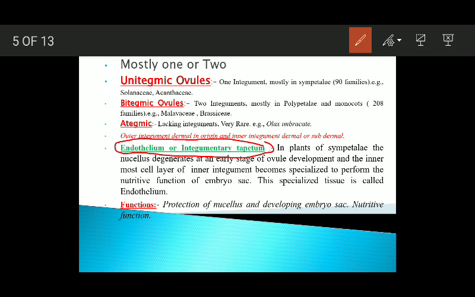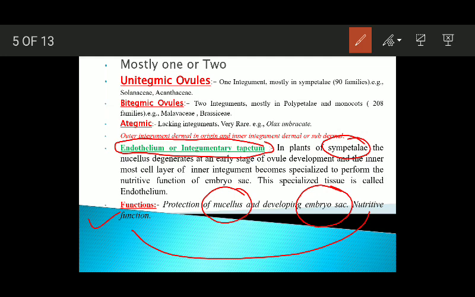This specialized structure performs the function of nutrition of the embryo sac. It gives nutrition to the developing female gametophyte or embryo sac, and this specialized structure is known as endothecium. Now the functions of the integuments: it has mostly two functions. One is protection of the nucellus and the developing embryo sac, and the second is the nutritive function in case of sympetally. In sympetally, the innermost layer of the inner integument assumes the nutritive function. It provides nutrition to the developing embryo sac.